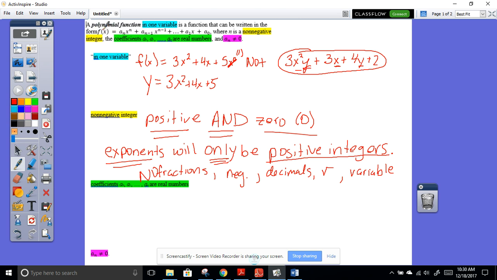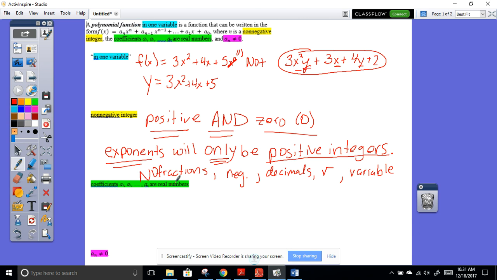Okay, so what do we have? We have a polynomial function. It promises that it will only have one variable. It promises us that the exponents on those variables will be a positive integer or maybe a 0. But our exponents will not be fractions, negative, decimals, square roots, and it will not be a variable. The coefficients in front of each one of these terms are going to be real numbers, and the leading coefficient, this a sub n, will never be a 0, because if the leading coefficient is 0, then 0 times whatever this is makes that whole term 0, and then it's no longer a term.